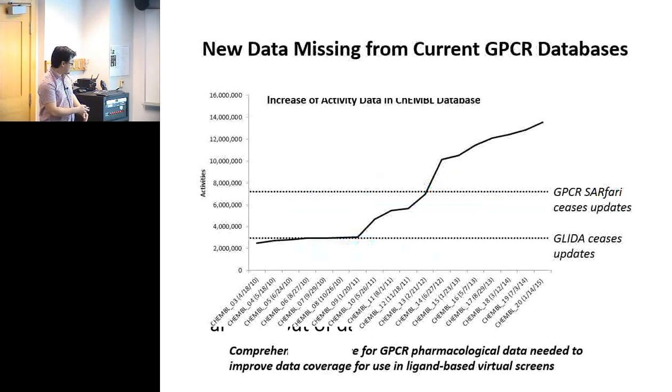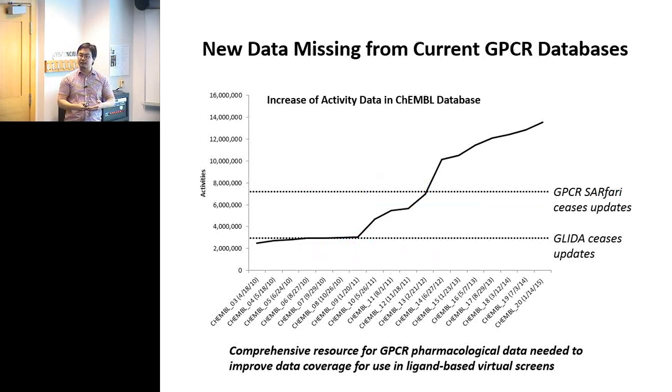On the x-axis here is the data sets from certain times from one chemical database called ChEMBL, a database that houses a lot of pharmacological data. You can think of it as progression in time. On the y-axis is the number of entries they have, so activities, just what kind of experimental values they have. Right around this period is when GLIDA stopped updating their database, somewhere in 2010, and that's the amount of data that we see in ChEMBL.